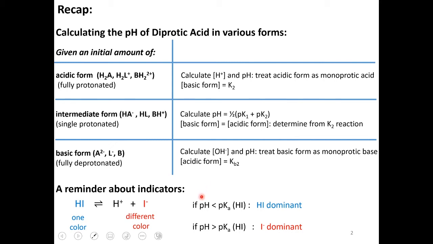That when the pH is lower than the pKa, then the acid form dominates. But when the pH is greater than the pKa, then it's the base form that dominates. So let's see where I'm coming up with these relationships from. So we're going to make some notes and call this section predominant species at a given pH.